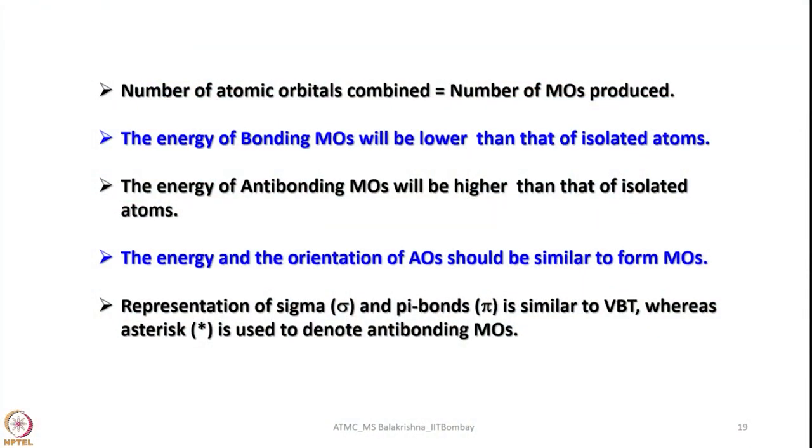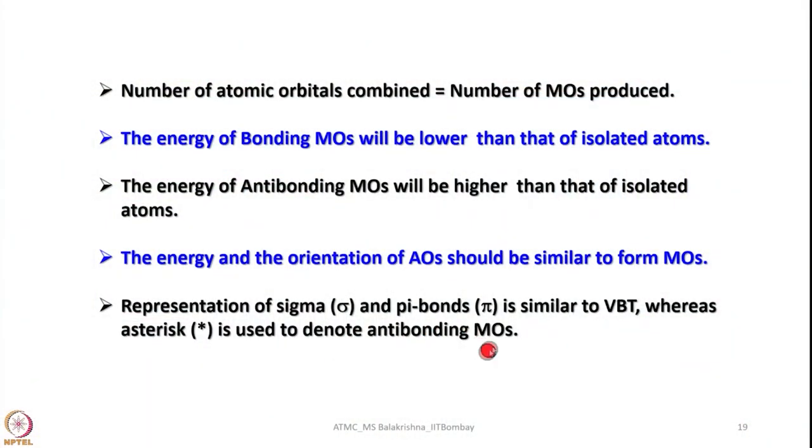Now, once again, the number of atomic orbitals combined is equal to the number of molecular orbitals produced. The energy of bonding molecular orbitals will be lower than that of isolated atoms. The energy of antibonding molecular orbitals will be higher than that of isolated atoms, and they are almost close to the one of the atomic orbitals which is higher in energy compared to the other one. In case we are considering two atoms having different relative energies, the energy and orientation of atomic orbitals should be similar to form molecular orbitals. For example, if we take px, it has to interact with px only; px cannot interact with a py orbital.